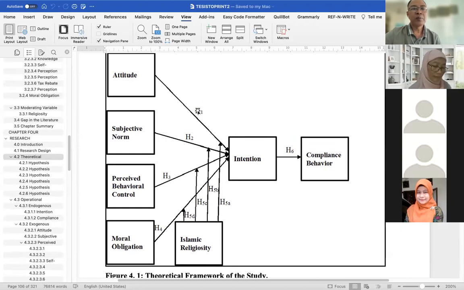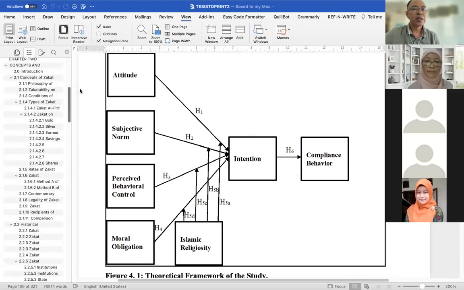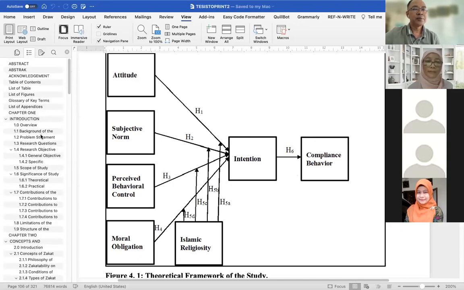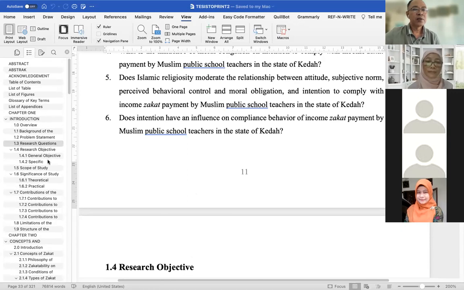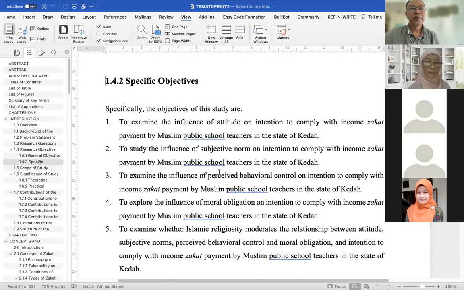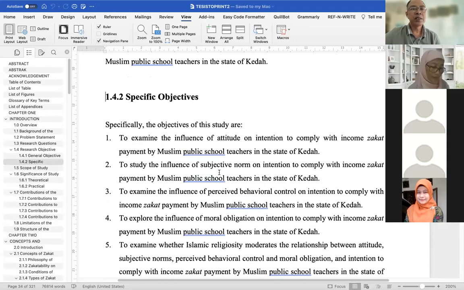Later on, you will develop hypotheses, right? H1 hypothesis. So all must be aligned with each other. So hypothesis 1, hypothesis 2, hypothesis 3, hypothesis 4, hypothesis 5, hypothesis 6. So you have 6 hypotheses, and then you have 6 research questions and 6 research objectives.